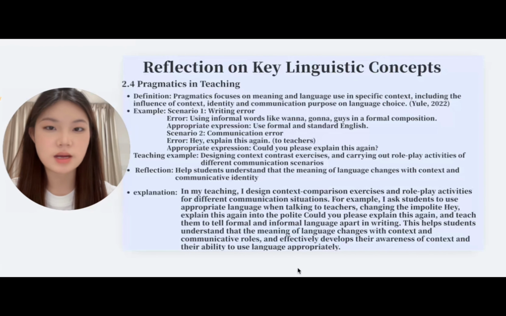This helps students understand that the meaning of language changes with context and communicative rules, and effectively develops their awareness of context and their ability to use language appropriately.